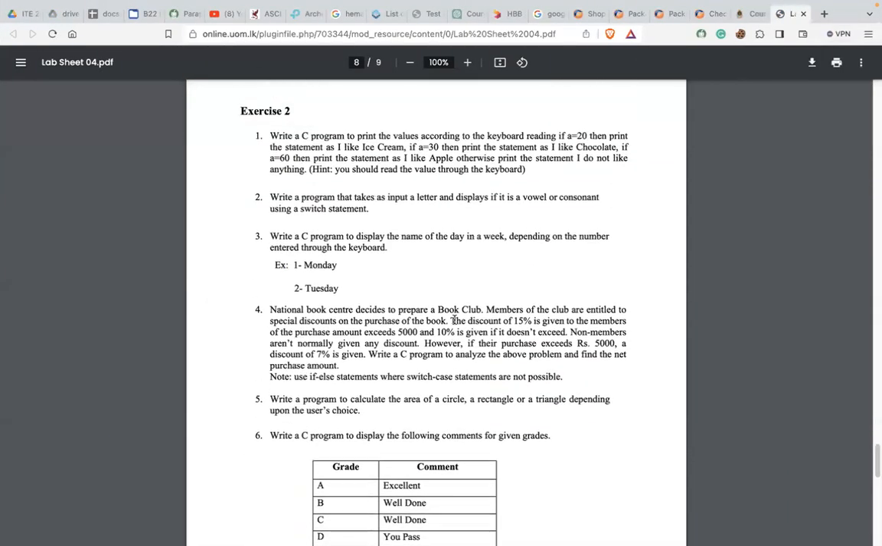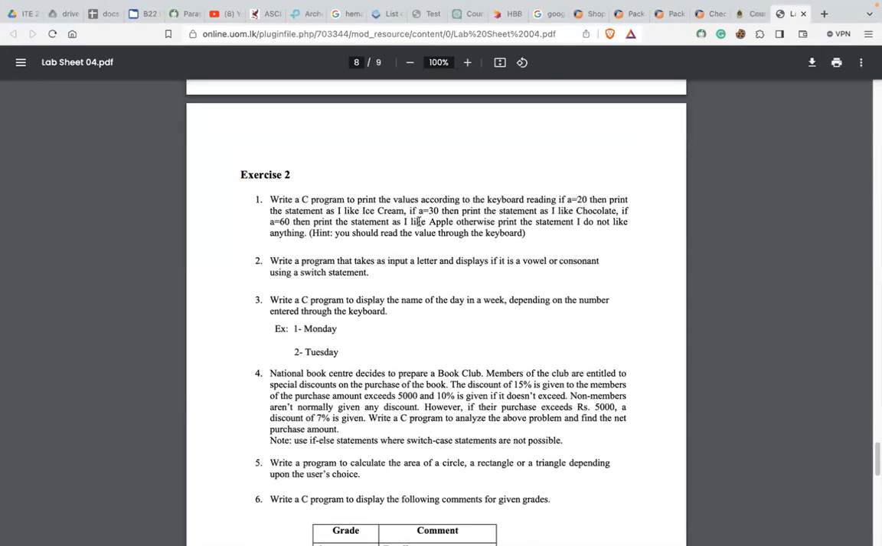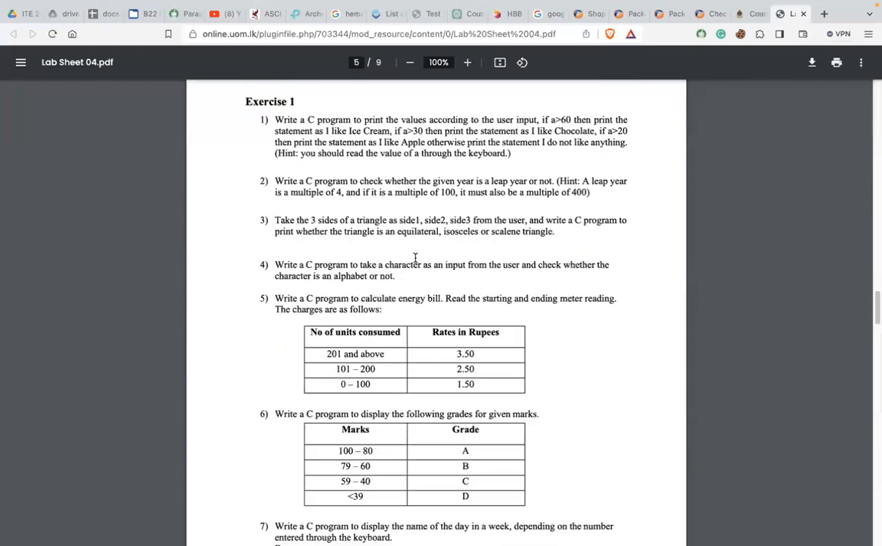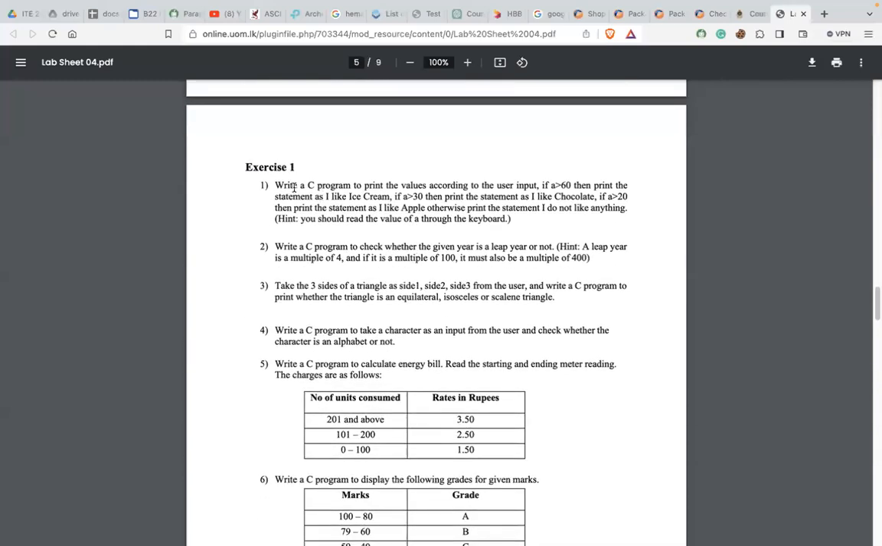Then I'll give you another example, exercise 2. These are the same exercises you were given previously. Write a C program to print the values according to the user input. If A is greater than 50, then print the statement I like ice cream. But when you write this in a switch case statement, can we use A greater than 50? Yes or no?